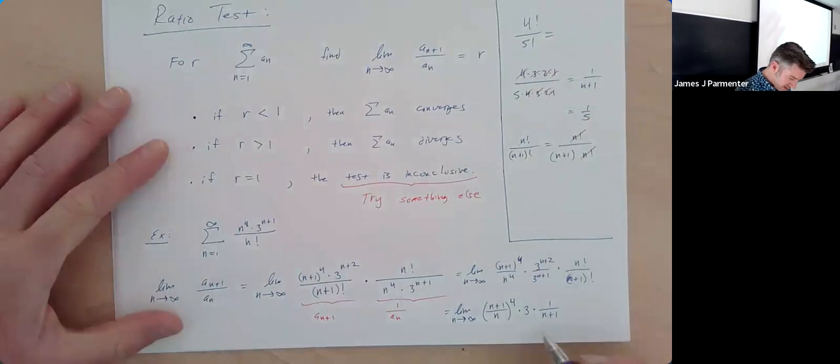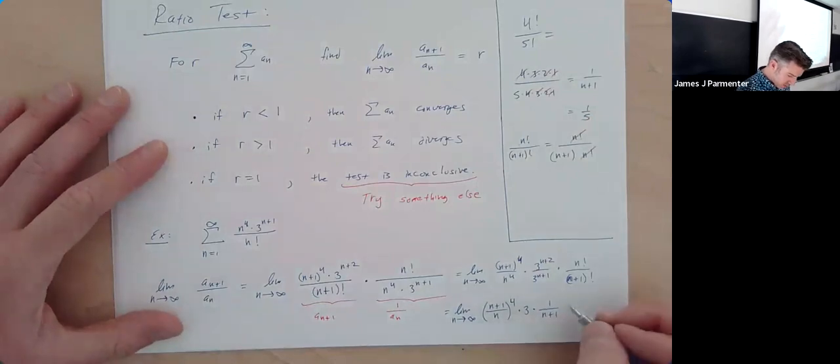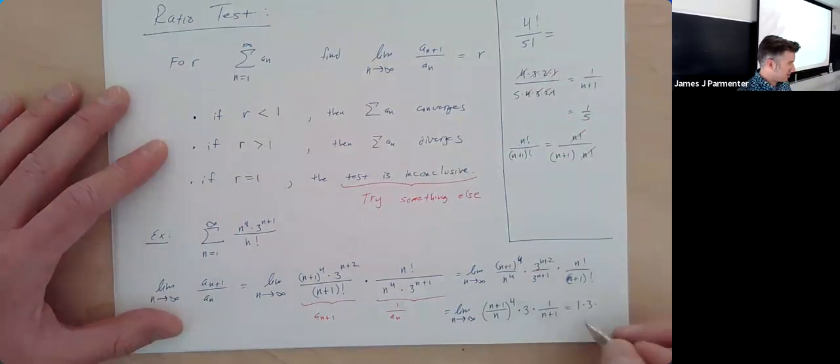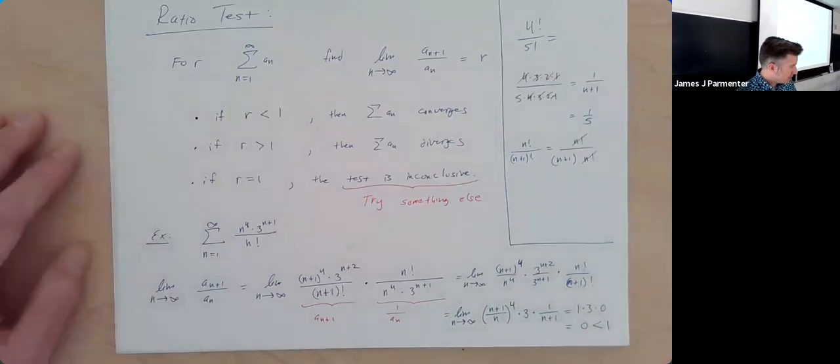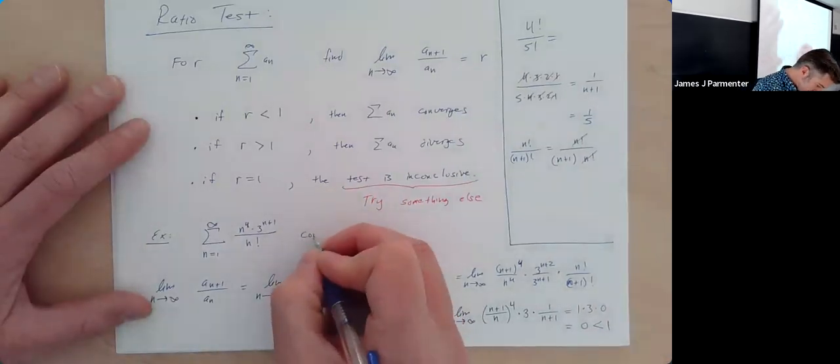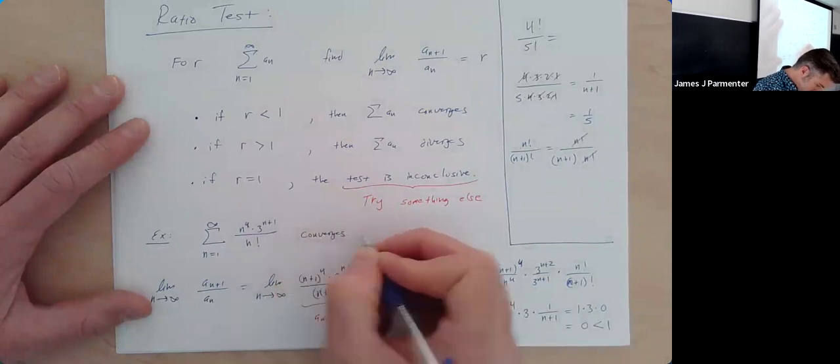And then finally, n plus 1 over n to the fourth goes to 1 times 3, and 1 over n plus 1 goes to 0. This is 0, which is less than 1. So this series converges by the ratio test.